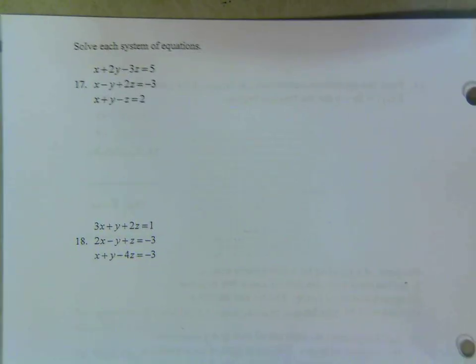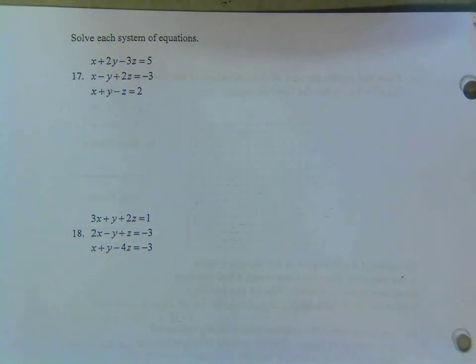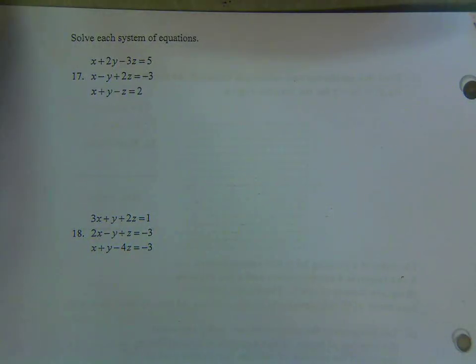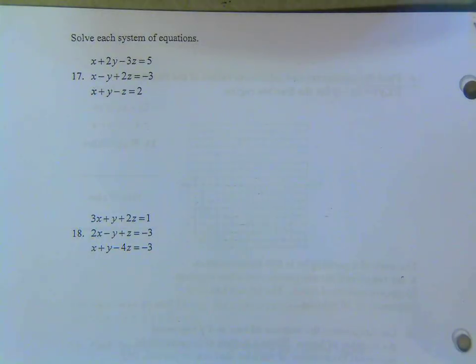Section 11.1 is all solving systems of equations. So I'm going to assume at this point that you've done enough in the past with two equations and two variables that we're not going to take specific notes anymore on that. But they have examples in the book if you need it. The thing that we do want to review is three equations and three variables.